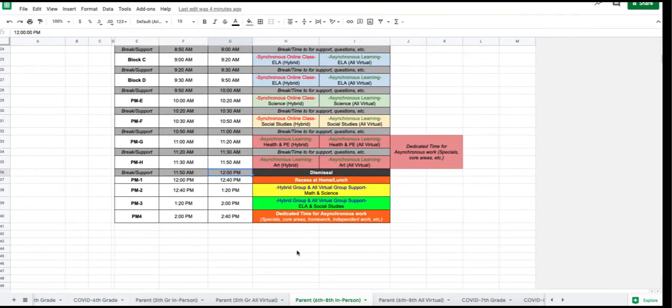And then just like we did on Monday through Thursday, we're still having 4 blocks in the afternoon. The first block is dedicated to recess and lunch at home for the kids. And then, just like Monday through Thursday, we are going to have 2 periods on Friday that are dedicated to support for the all virtual kids and the hybrid kids.